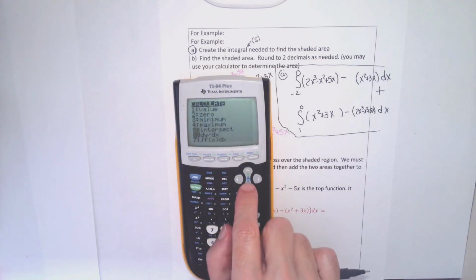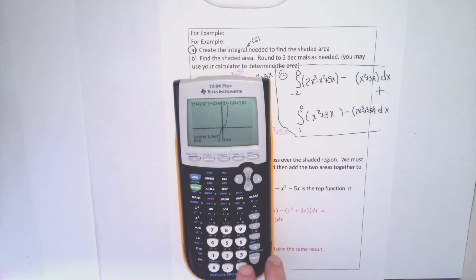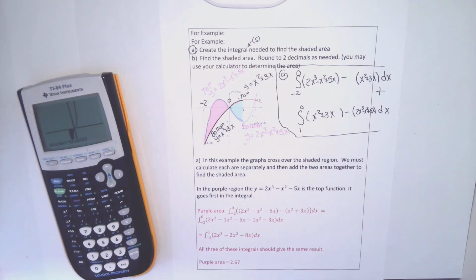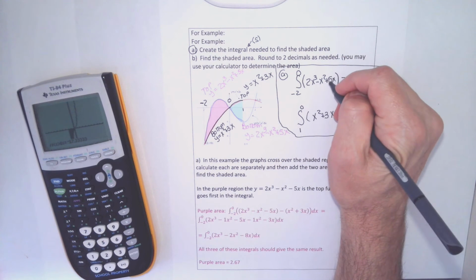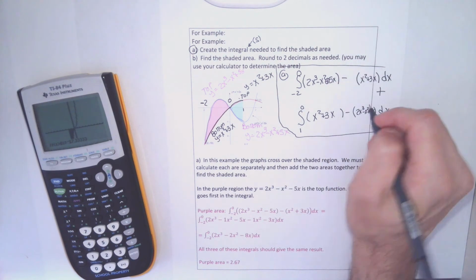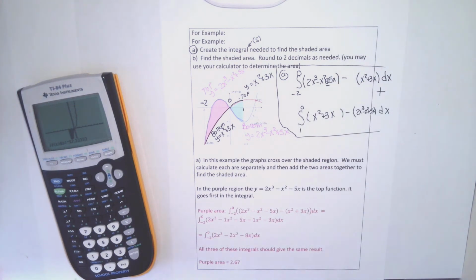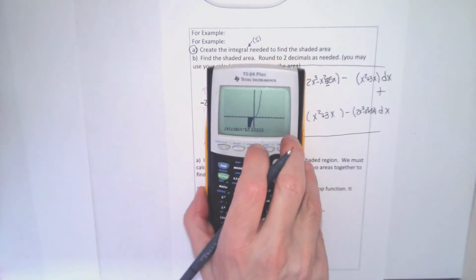Second calc, value, -2 to 0. I don't know. 2x cubed minus x squared minus... Oh, there's my mistake. Look at this. I have a plus 5x there. It's supposed to be a minus 5x. Just this little stupid mistake. There's a minus 5x and I wrote a plus. That silly little mistake is killing me.